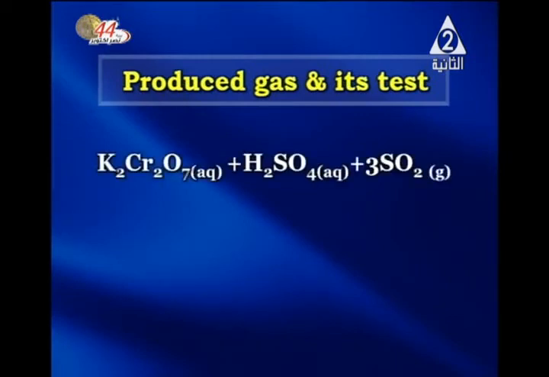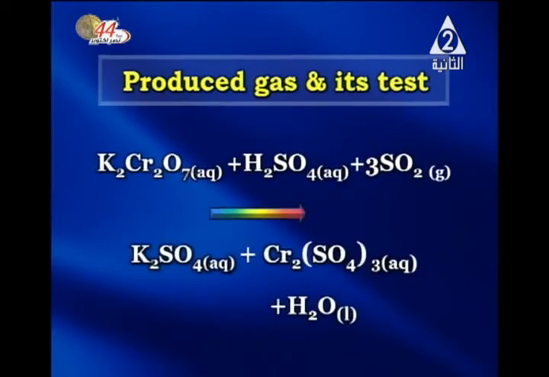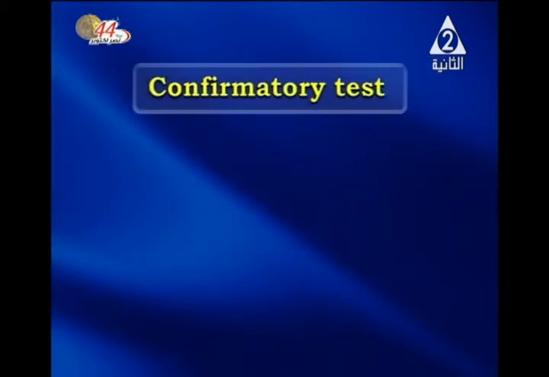Here, my dear student, the equation of the reaction of potassium dichromate with sulfur dioxide is shown on the screen. K2Cr2O7 acidified by sulfuric acid H2SO4 plus sulfur dioxide gas. Here the reaction gives potassium sulfate and chromium sulfate, and water is produced. Now, my dear student, we are going to discuss the confirmatory test.